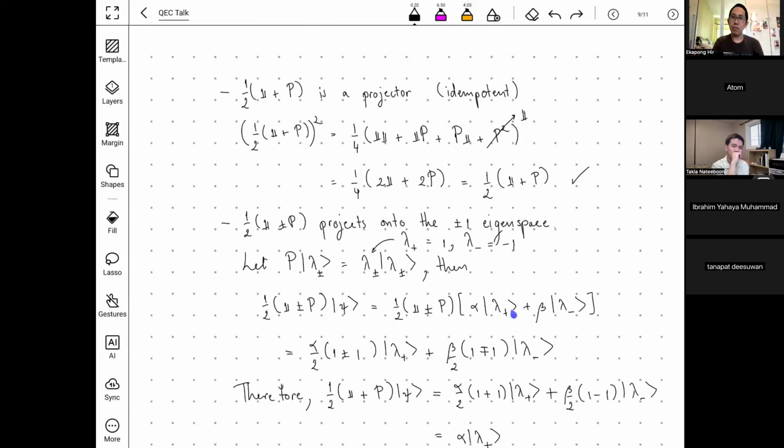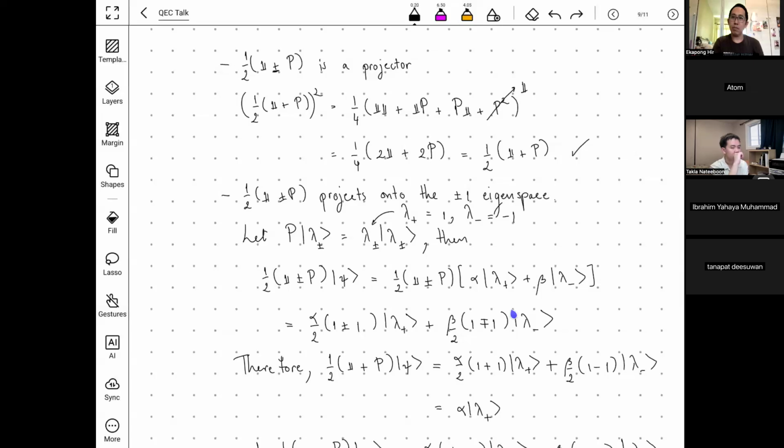Idempotent just means it squares to the same thing. So we first have to verify that this is a projector. You square it, and then you get the same thing. This also works if it's a minus, which I somehow forgot, but it should be simple to fix. It's just throwing in a couple of minus signs here and there. So you square it, and you get this and this. So it is a projector.